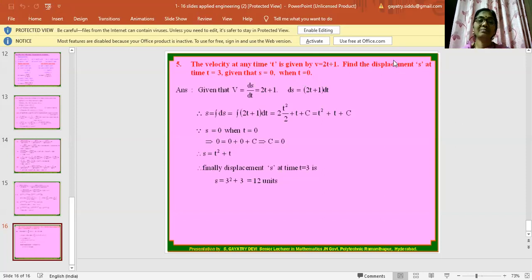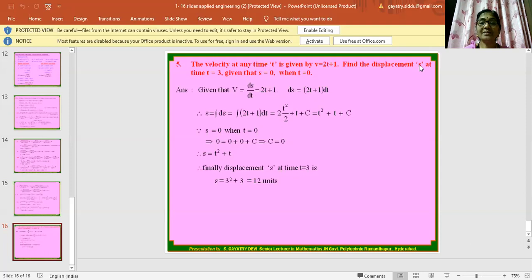So the displacement of a particle is given in small s, which clearly must be expressed in t. But to get the displacement, we have been given velocity. Velocity is obtained by differentiation of displacement. We know it. Therefore, given that v equal to ds by dt equal to 2t plus 1, which can be written as ds equal to 2t plus 1 into dt.